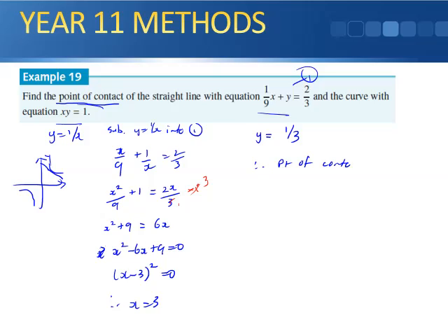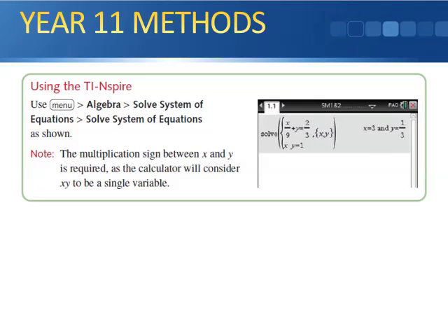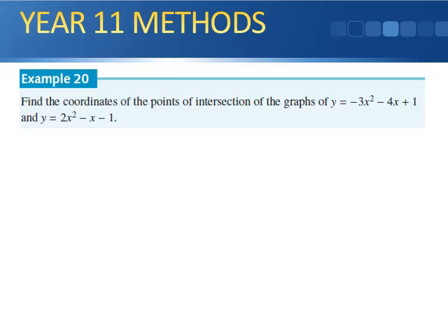Okay, if x equals 3, y will equal 1 on 3. Therefore, point of contact is (3, 1/3). Better close my brackets. Again, you can do that on the calculator the same way. Solve system of equations, substitute them in, and there we go.